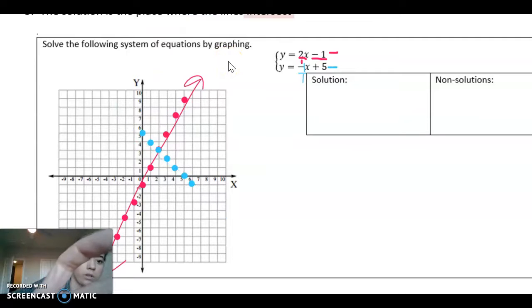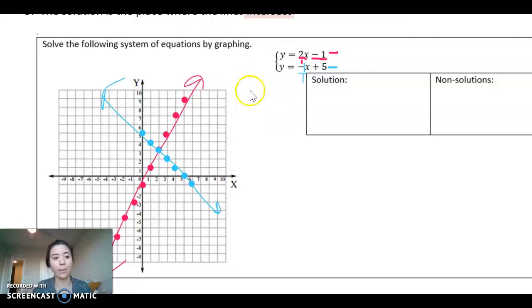Woo! Oh no. Sorry, let me undo that. I accidentally had my eraser still clicked. There we go. Okay, so now we have both of them graphed.